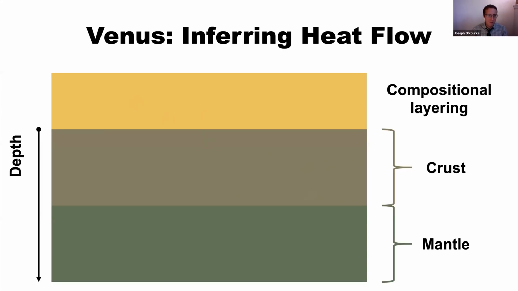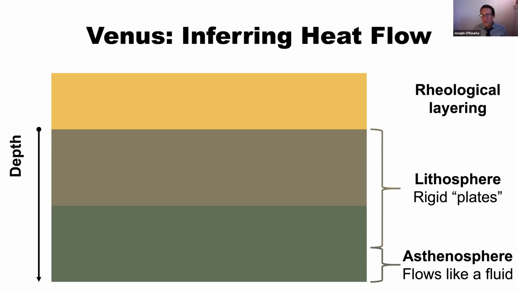So if you heat up the mantle a little bit, you get volcanoes. And when the volcanic rock cools, you get crust. So this is a compositional definition for the layering within Earth or Venus. We can also define some layering based on rheological properties, and that is what's useful to estimating the heat flow.